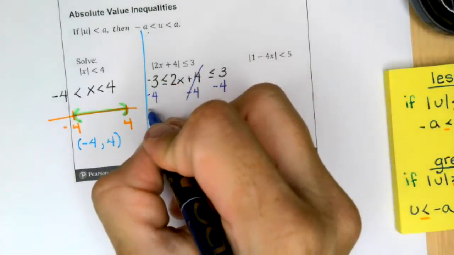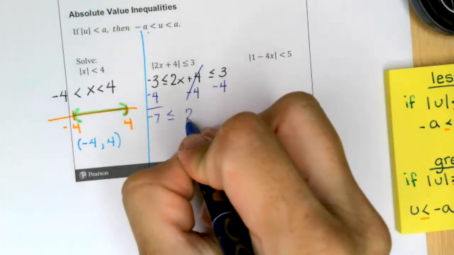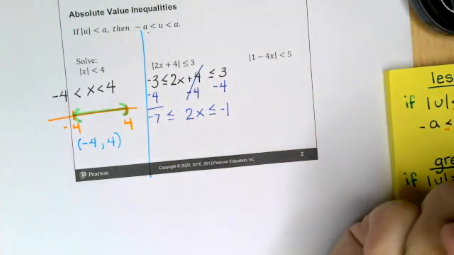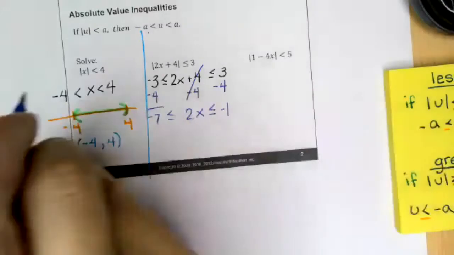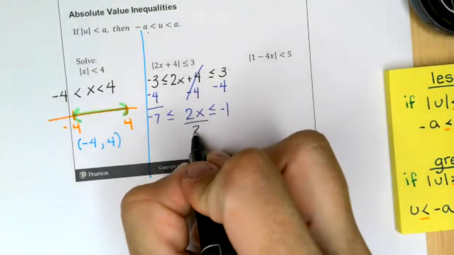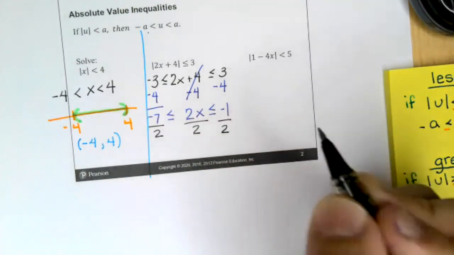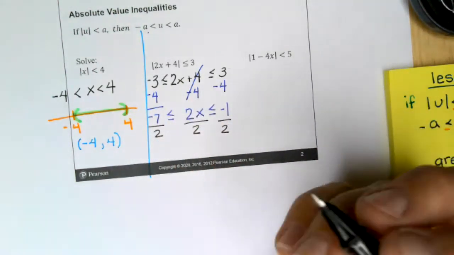Negative 3 minus 4 is negative 7. This is 2x, and this is negative 1. One more step. I'm going to divide by 2. Anything I do to the middle, I have to do to either side, so I did it 3 times. These don't really reduce.